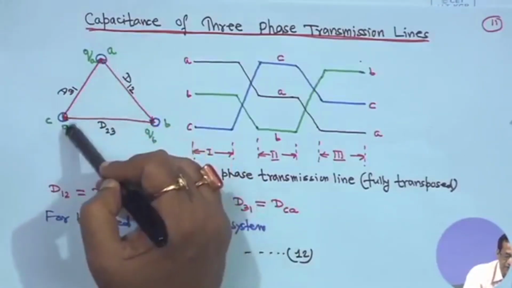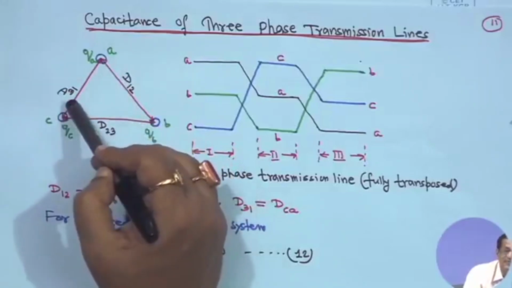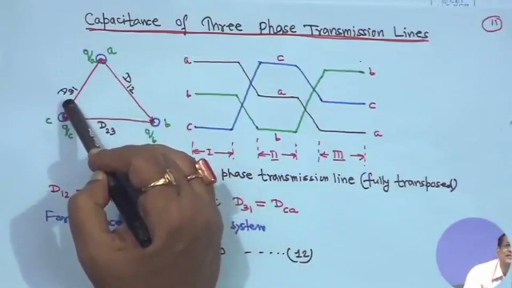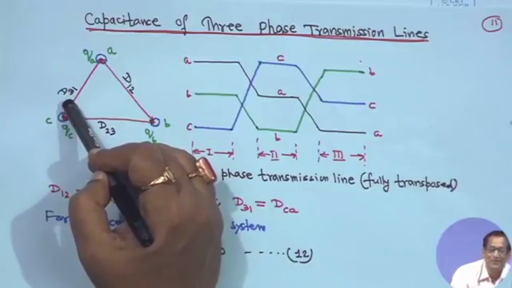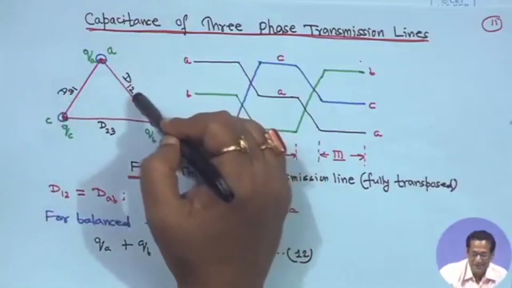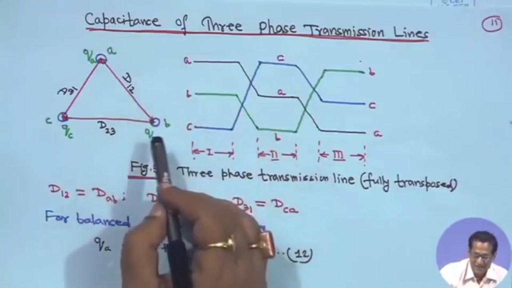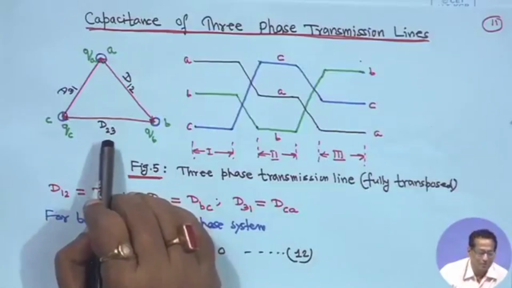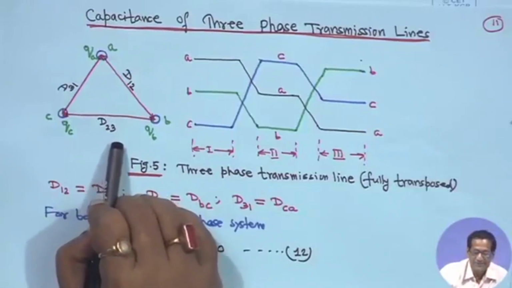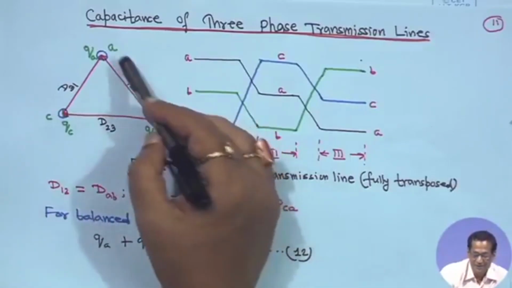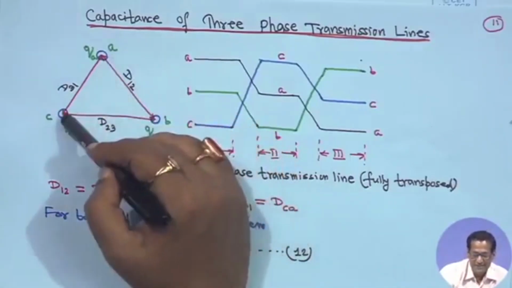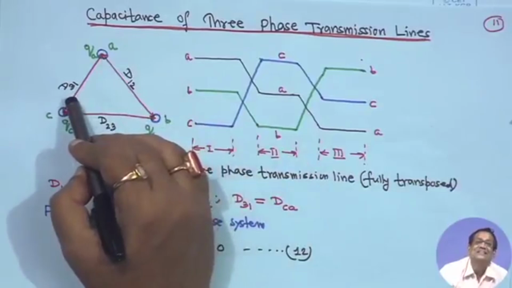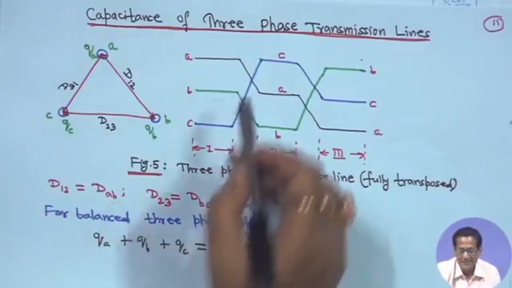The distance between A and C is D31, that means DAC is D31. I have not written it, but I am telling it from my mouth, so you will know it. Similarly, DAB is equal to D12, and similarly DBC is D23. I am not writing it here, but at the time of derivation we will see. If you want you can write it: DAB is equal to D12, DBC will be D23 and DCA will be D31. So this is the line transposition.